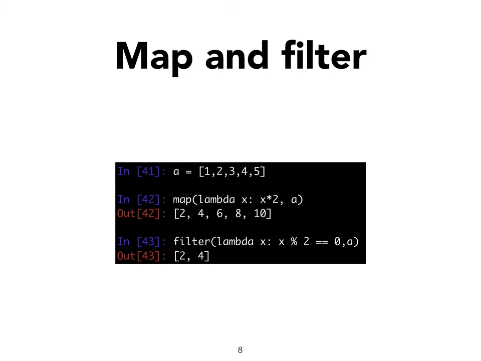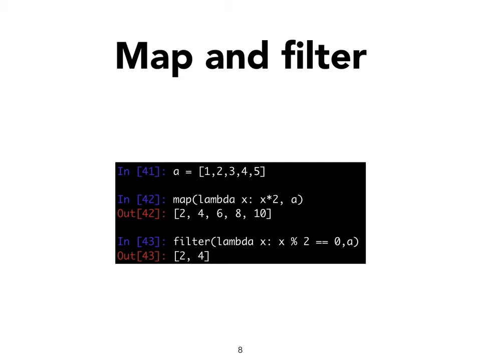Another concept in Python is the map and the filter functions. And here we're going to use the lambda functions again. So first we create a list, we call it A, and it contains the numbers 1 to 5. And then we say, okay, what if we want to get a new list, but where we get the same elements as A just multiplied by 2? Then you can use the map function.